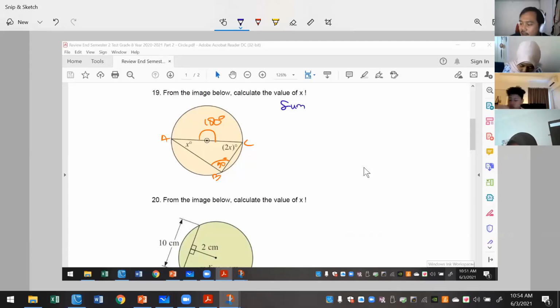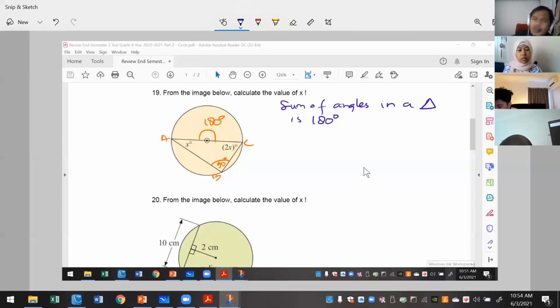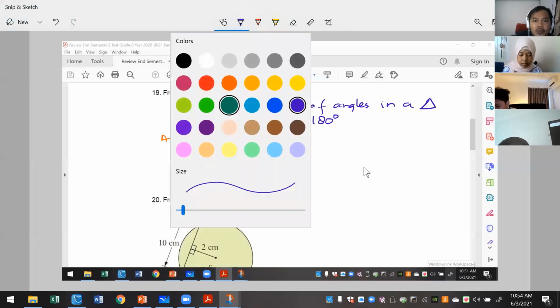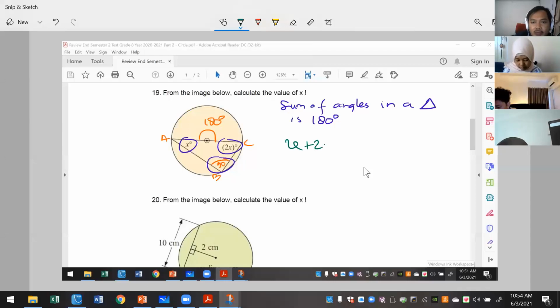So remember in grade 8, we have learned also about angles in a triangle. The sum of angles in a triangle is 180 degrees. No matter what type of triangle you have, if you add up all of the angles, it will always be 180 degrees. So I can write this down: if I add all of the angles, it will add up to 180. So x plus 2x plus 90 equals 180.